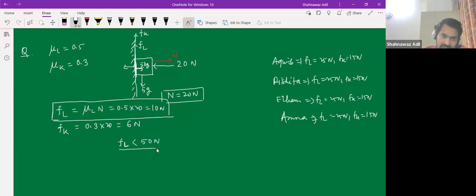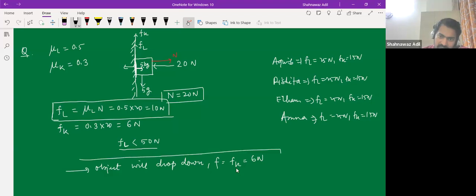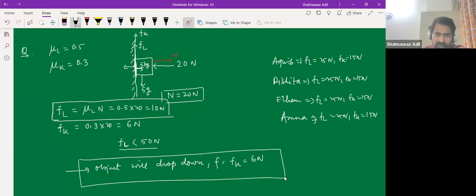So this object will move, right? Yes, sir. The object will drop down, and friction Fk is 6 Newton. If I ask you to calculate the acceleration, can you calculate the acceleration?